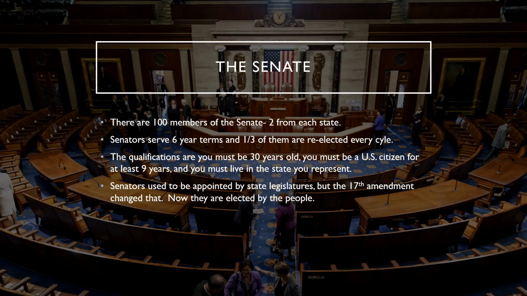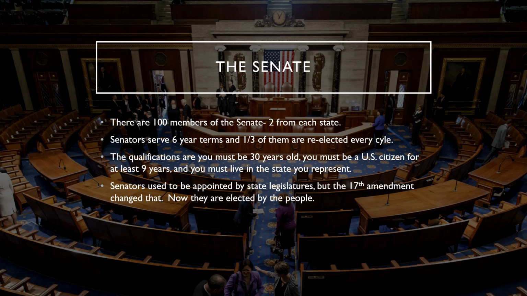Let's look closer at the Senate. The Senate is made up of 100 members, 2 from each state. So it doesn't matter how many people you have in your state, you have 2 senators. So Wyoming, which has very few people living in the state, has 2 senators. California, which has a lot of people living in the state, has 2 senators. So when you add them all up, 50 times 2 is 100, so there are 100 members of the Senate.